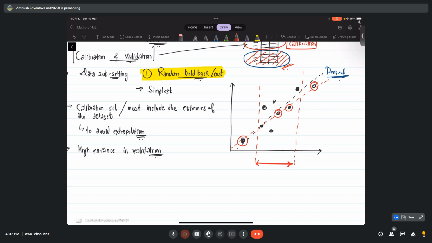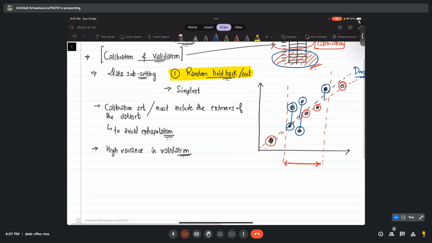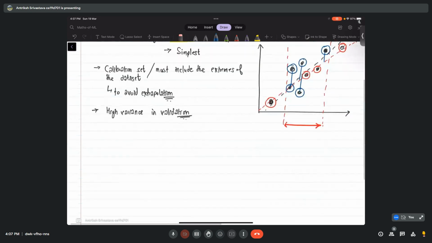And when you put the other validation data set into this calibrated line to check the error, you are going to get very high errors. So this is one more demerit of the random holdback method. To avoid that, one method is k-fold validation.